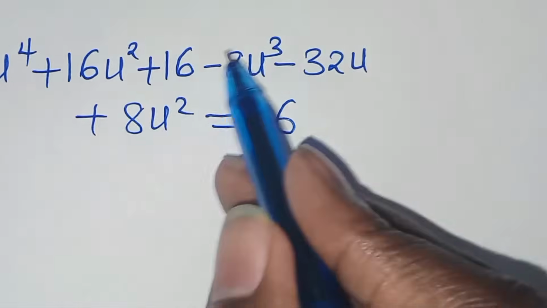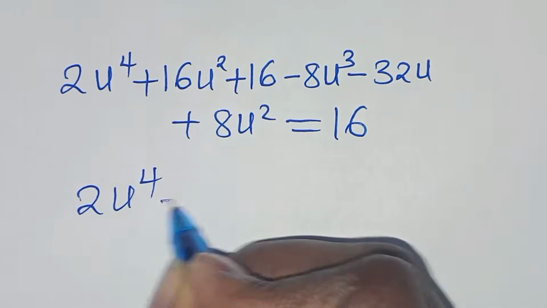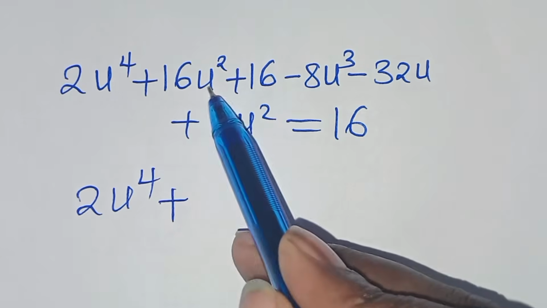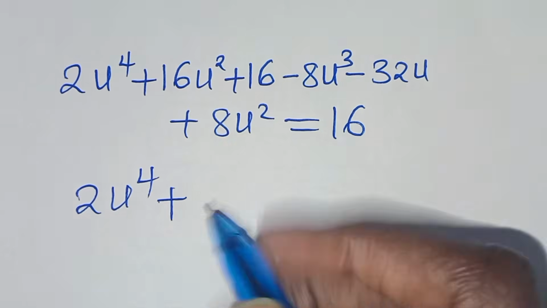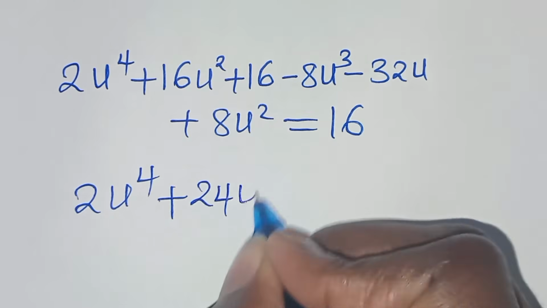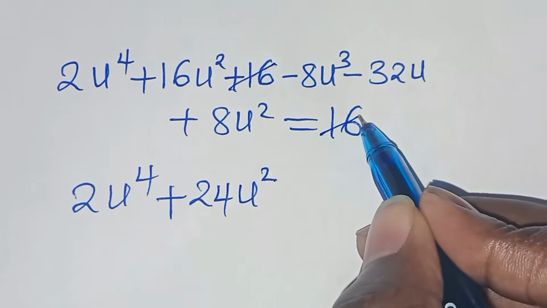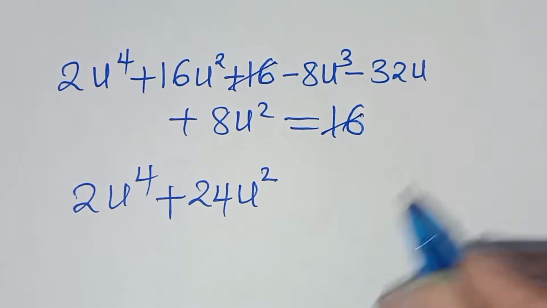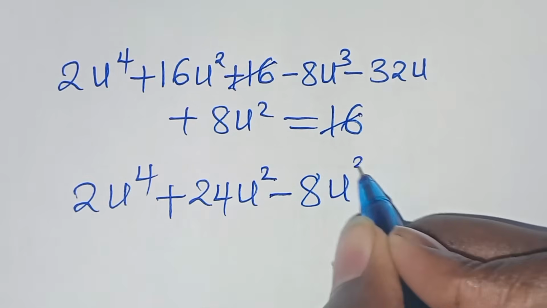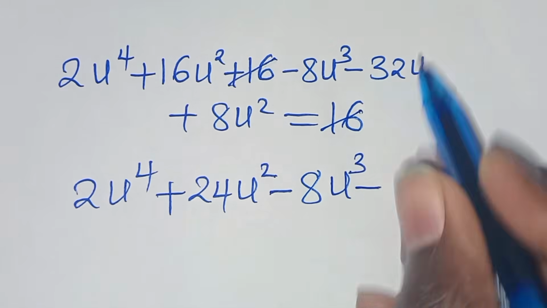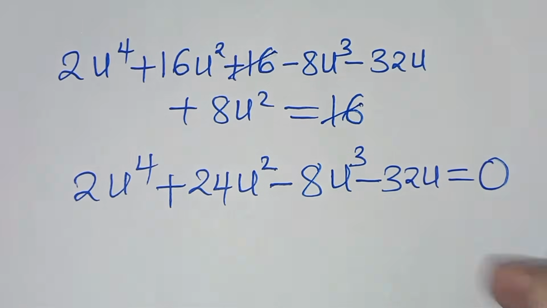Now the next step from here, we have 2u raised to the power of 4, then plus, now we have 16u to the power 2 plus 8u to the power 2, so this becomes 24u to the power of 2. Now we have 16 here, and 16 simplifies, so that now we have minus 8u to the power of 3, then subtract that 2u, this is equal to 0.